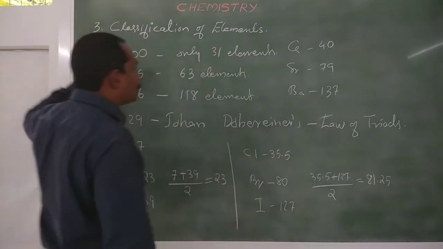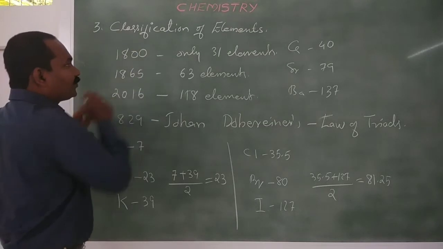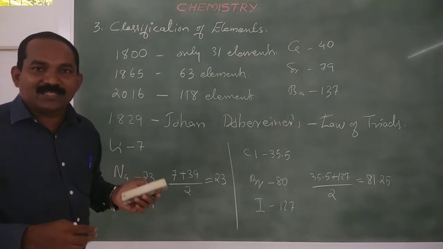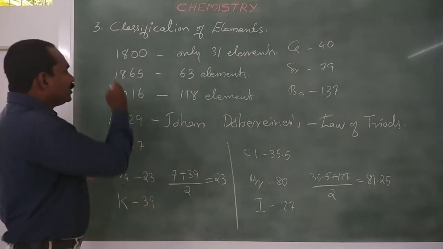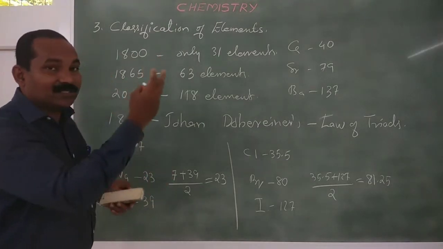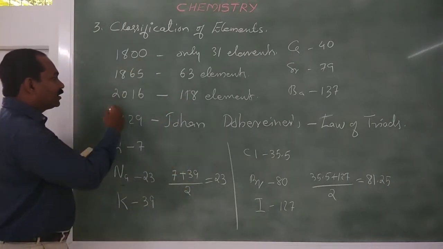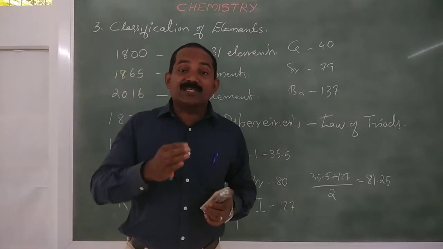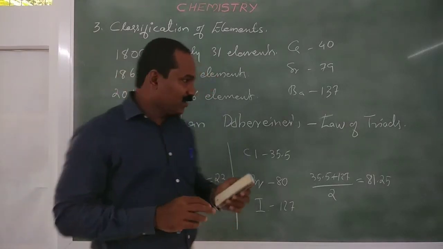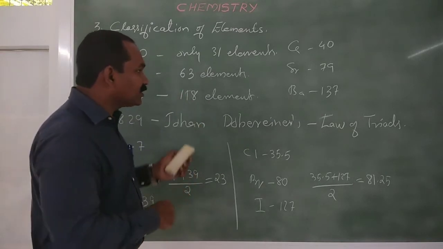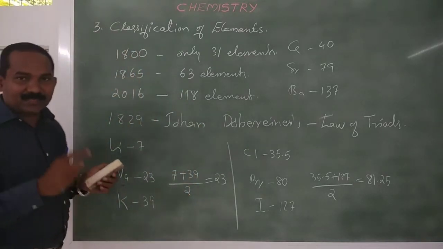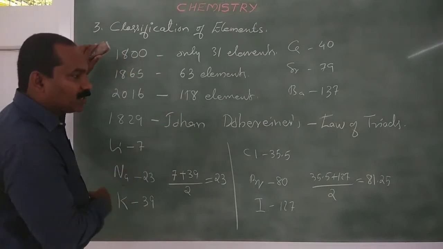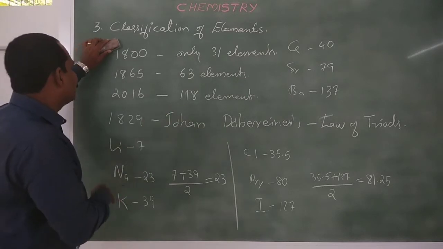In 1862. This is the history: just 31 elements in 1800, then in 1865, 63 elements, more than double the 31 elements. In 2016, 118 elements were named. So now we have 118 elements. The first successful classification was done by Johann Dobereiner and the law is known as the law of triads. These are the examples.